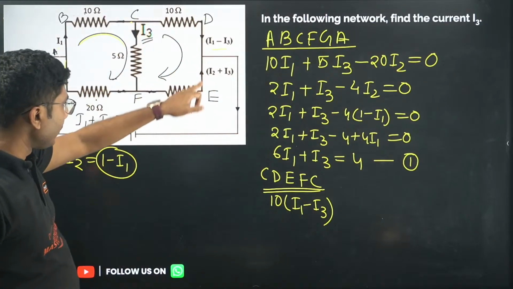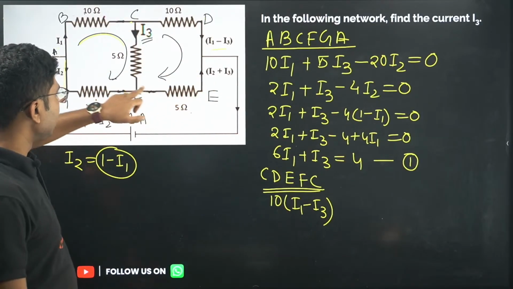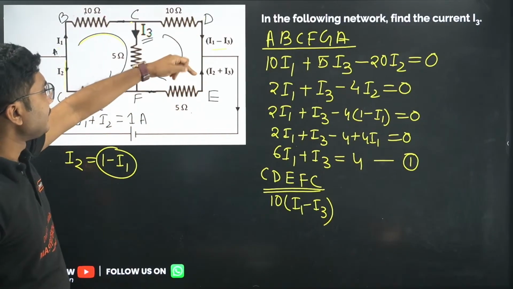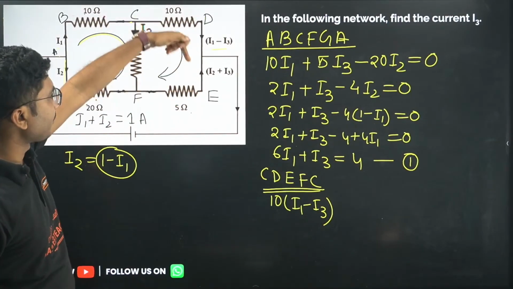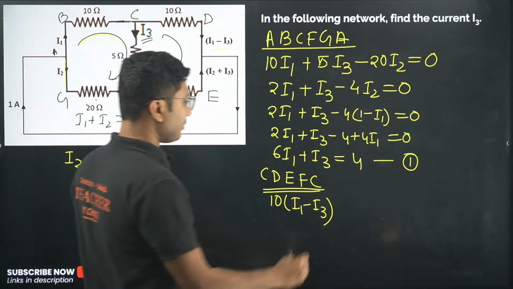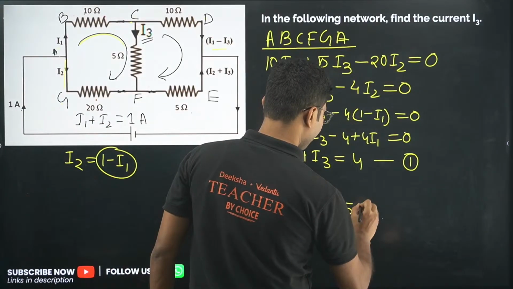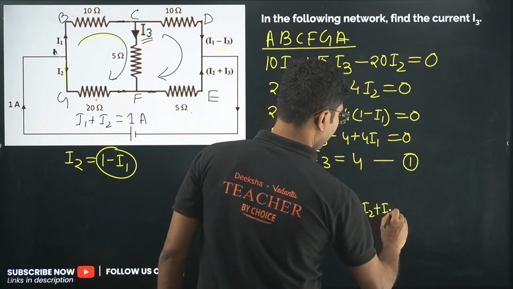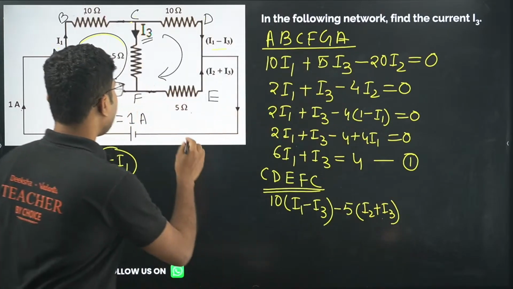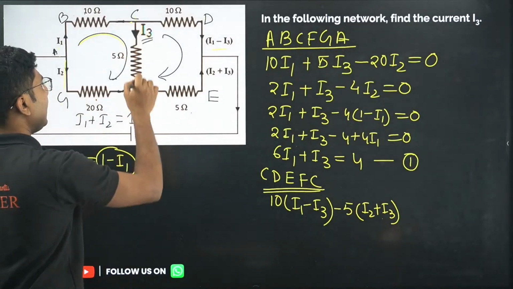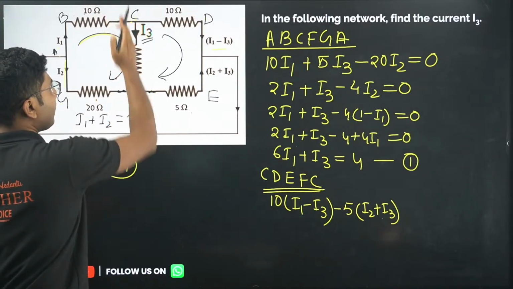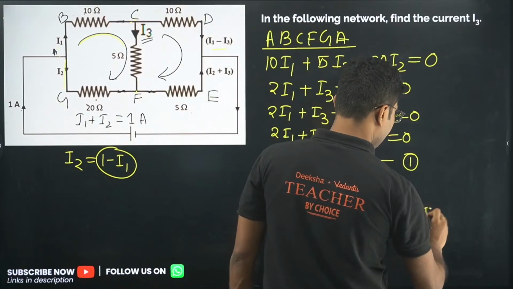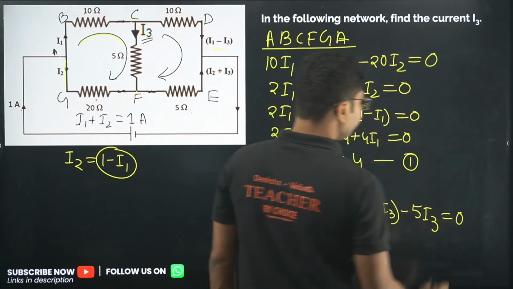Okay. Next we are going through this loop. Now this loop, when you are going from D to E to F, you see that we are going in the opposite direction of the current. So opposite direction of the current means minus 5 I2 plus I3. And when we are going from F to C, we are going again in the opposite direction of the current. That means it will also be minus 5 I3, that is equals to 0.